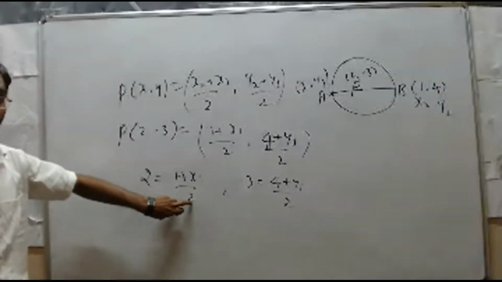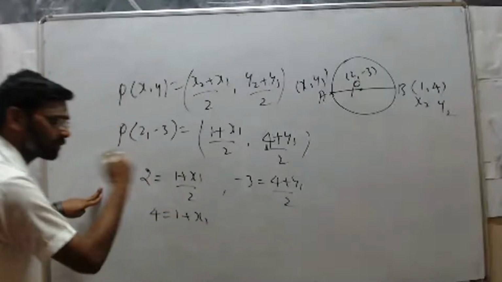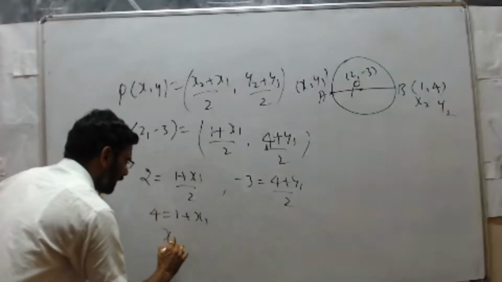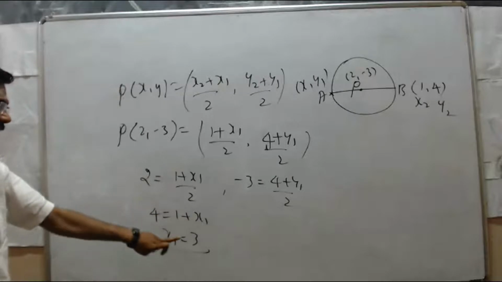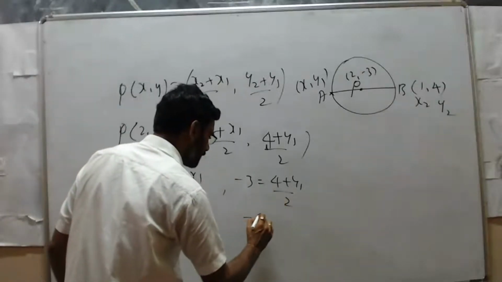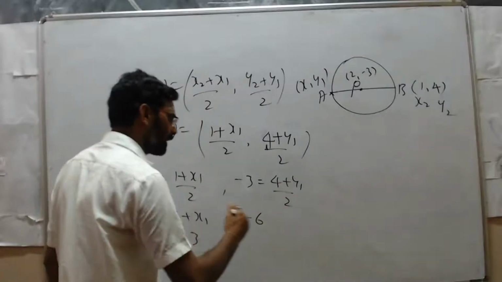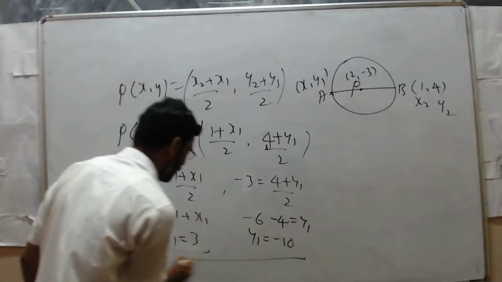Then cross multiply. 2 2s are 4, so 4 equals 1 plus x1. Plus 1 becomes minus 1. Therefore x1 is equal to 4 minus 1, which is 3. Then cross multiply, plus into minus. Minus 3 2s are minus 6. Plus 4 becomes minus 4, equal to y1. Therefore minus 6 minus 4 is minus 10.